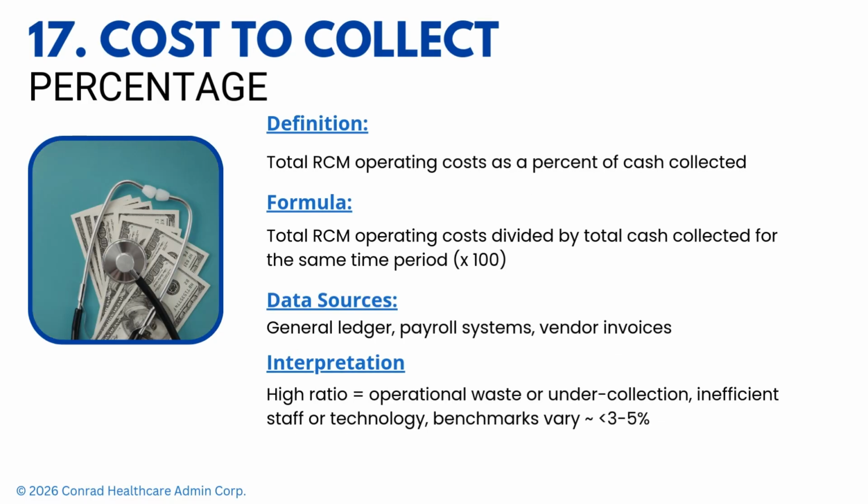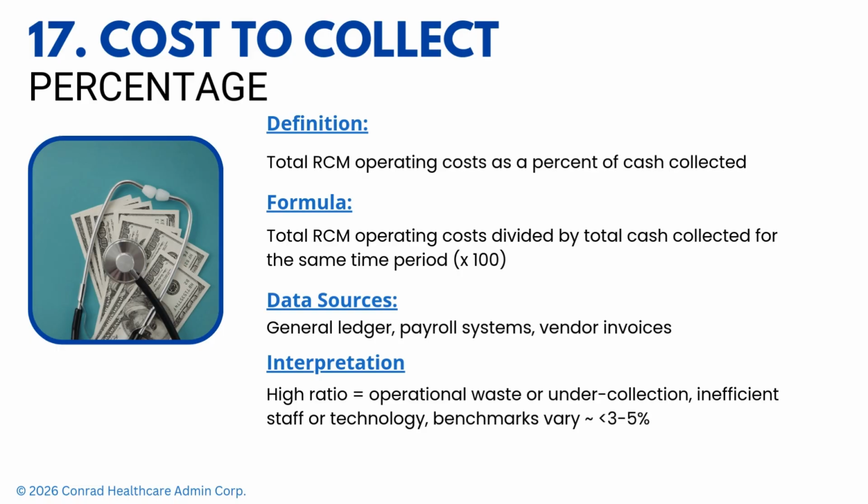Number 17 is the cost to collect percentage. And this is the total revenue cycle operating costs expressed as a percentage of the cash collected. So the formula for this would be the total revenue cycle operating costs divided by the total cash collected for the same time period. Now, this is a contentious metric because what are we going to include in revenue cycle operating costs? So, for example, this is not just the cost of your staff, it can also be the cost of revenue cycle software or the cost of outsourcing contracts.